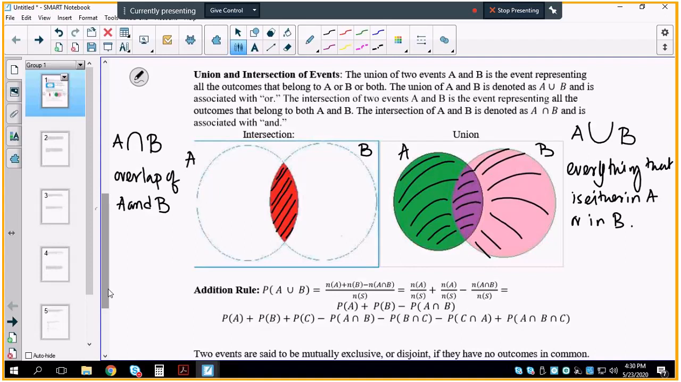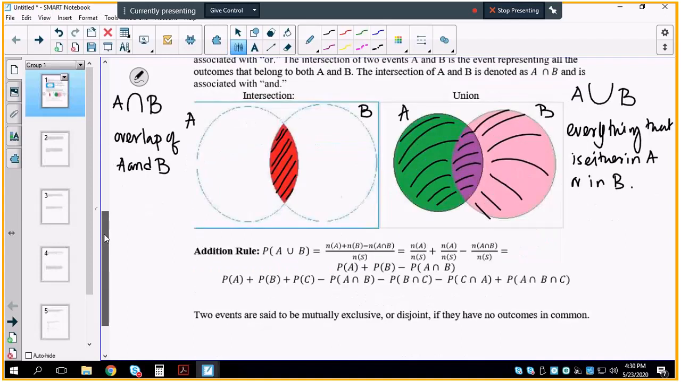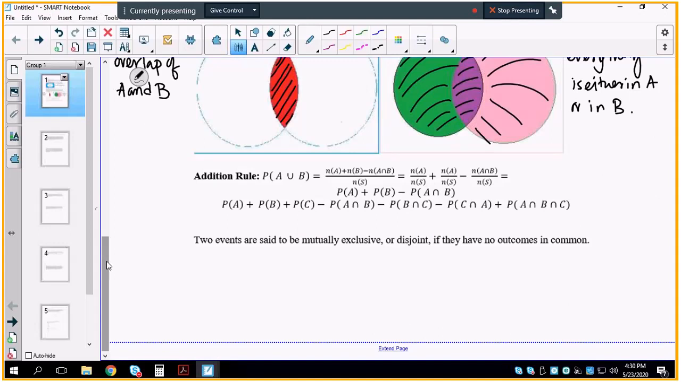The probability formula is called the inclusion-exclusion formula or the addition rule, and it says the probability of A union B is equal to the probability of A plus the probability of B minus the probability of A intersection B. If I include one more set, the probability of A union B union C is the probability of A plus the probability of B plus the probability of C, minus the probability of the intersection of A and B, minus the probability of the intersection of B and C, minus the probability of the intersection of C and A, plus the probability of the intersection of A, B, and C. This formula is called the inclusion-exclusion principle.